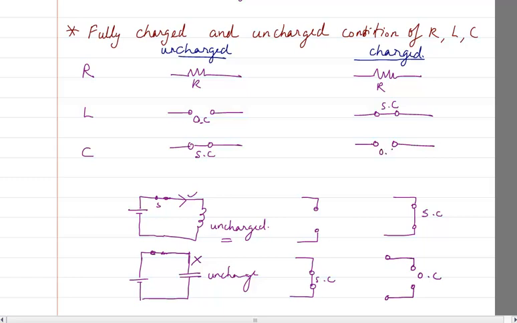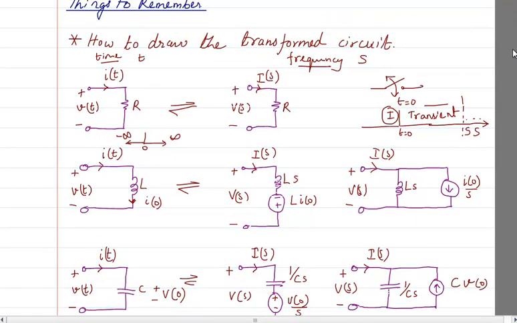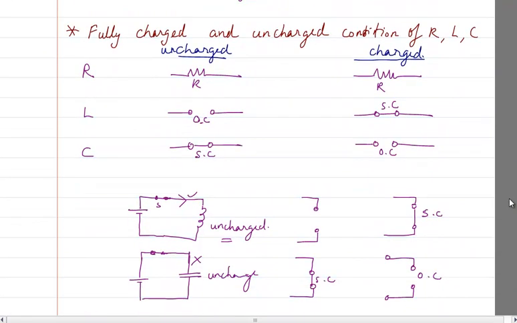This thing everyone should remember very clearly. There should not be any confusion, because if you don't remember this, you are totally not going to get the problem. So these two things you have to completely remember. The first one is how to draw a transform circuit, and the second one is what the RLC will be when it is fully charged and when it is uncharged.